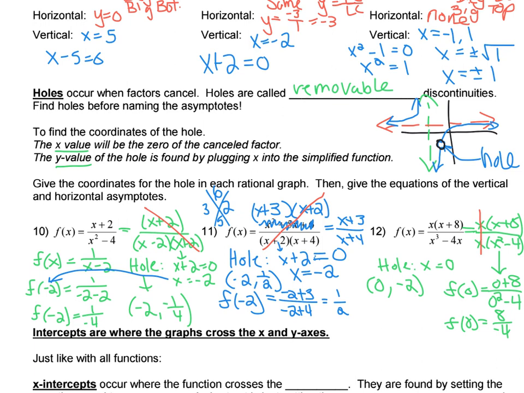So once again, a couple things to keep in mind. You're canceling, making a removable discontinuity called a hole. And when you cancel, you're finding the x value by setting that factor that you canceled equal to 0. Then you use that x value, plug it into the new equation from what you get when you cancel, and that will give you the y value. The entire piece is the hole. So you have to have a coordinate to find the actual hole. If you don't have the coordinates, you haven't actually found the hole yet. So all of these boxes would be your actual answer for 10, 11, and 12.